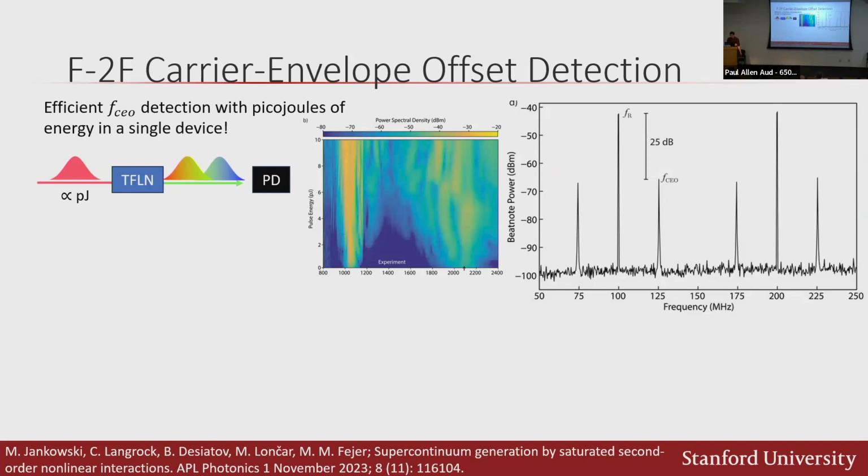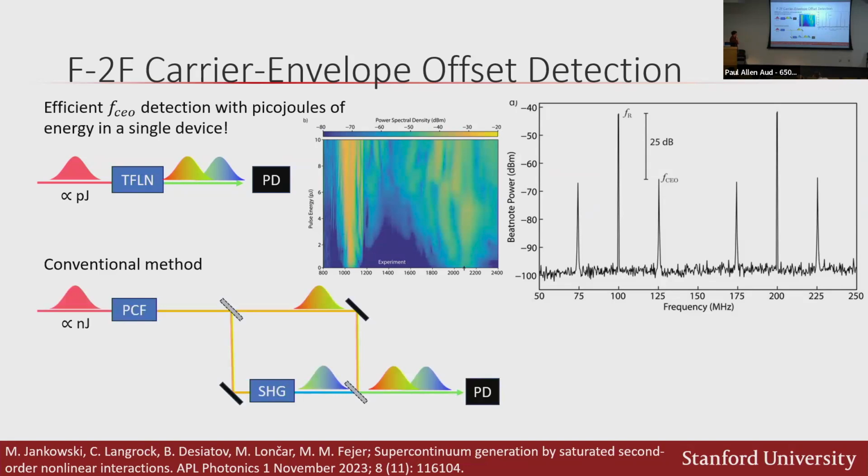Typically, the scheme for making this measurement takes nanojoules of energy. You need to use some sort of supercontinuum broadening mechanism, photonic crystal fiber for instance, that creates a really broad spectrum. I send that into an interferometer where in one of the arms I perform second harmonic generation. Then I recombine those two fields and measure the overlap of the corresponding frequencies to measure the carrier envelope offset. Here we've gotten about 2 to 3 orders of magnitude better energy efficiency, and we can do this on chip without building an interferometer. It's just a single traveling wave device doing the measurement.